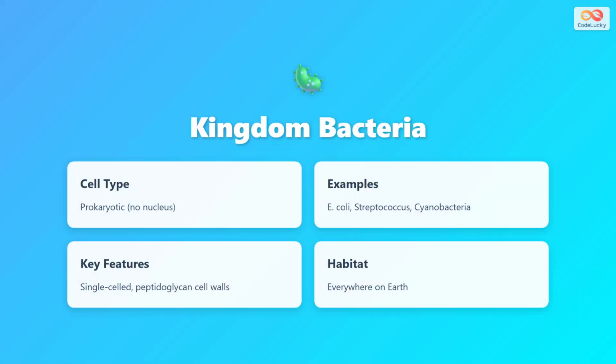Let's begin with kingdom bacteria. Bacteria are prokaryotic organisms, which means their cells lack a nucleus and other membrane-bound organelles. These microscopic organisms are single-celled and have cell walls made of a substance called peptidoglycan. Common examples include Escherichia coli, commonly known as E. coli, Streptococcus bacteria, and cyanobacteria, which are also called blue-green algae.